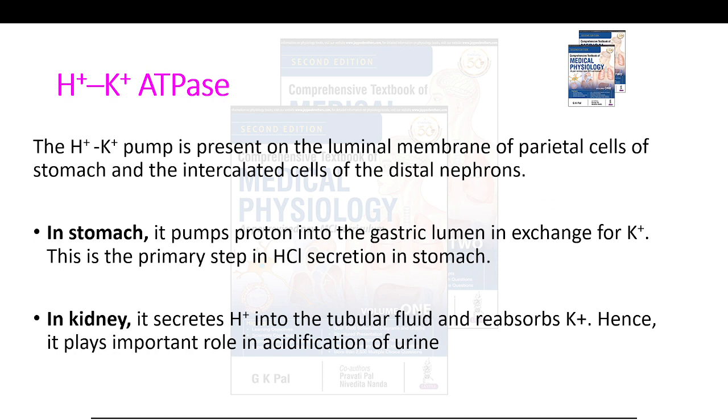Hydrogen potassium ATPase is present in the stomach and in the kidney. It pumps protons into the gastric lumen in exchange for potassium. This is the primary step of HCl secretion in the stomach. In the kidney it secretes H plus into the tubular fluid and reabsorbs potassium. Hence, it plays an important role in the acidification of urine.